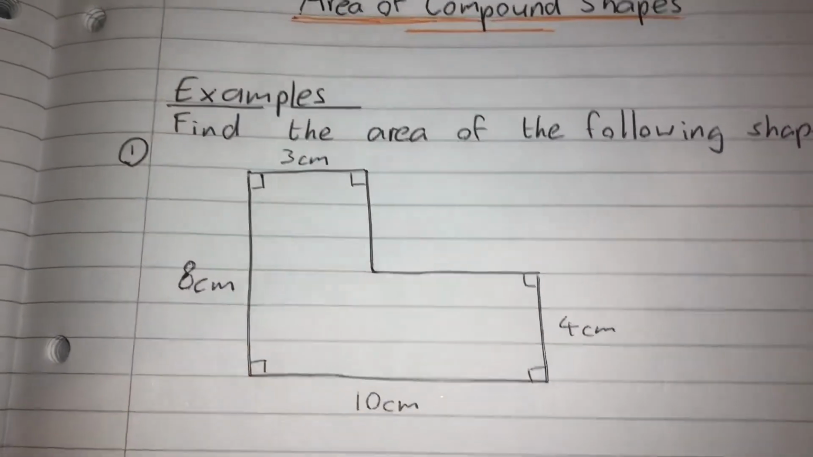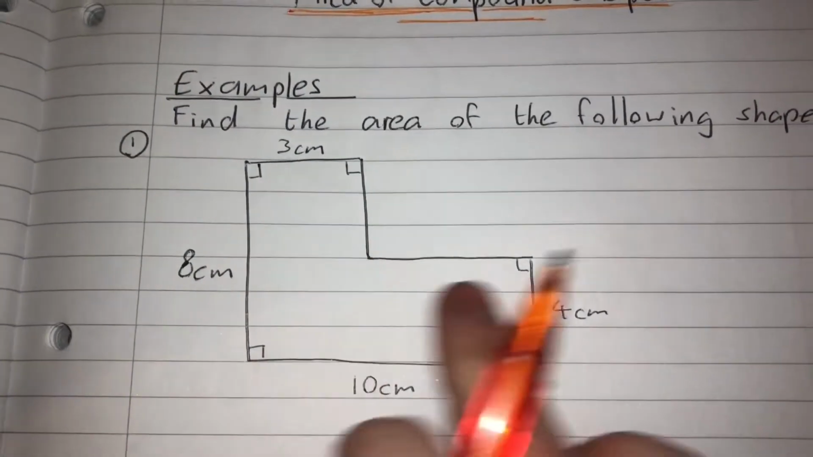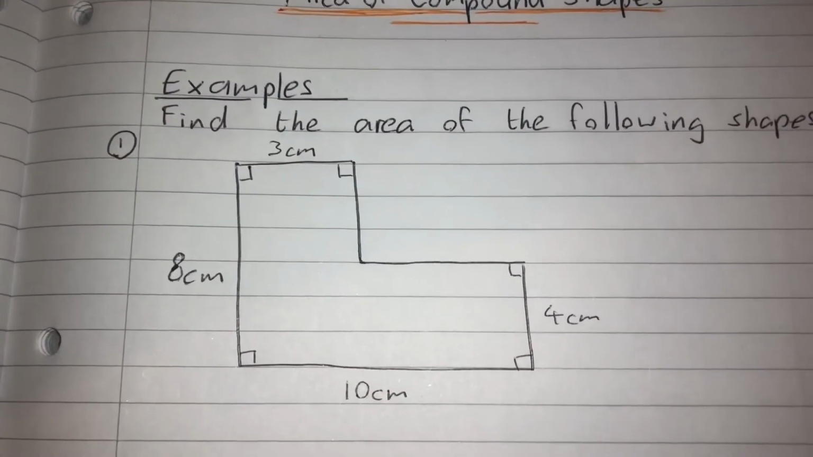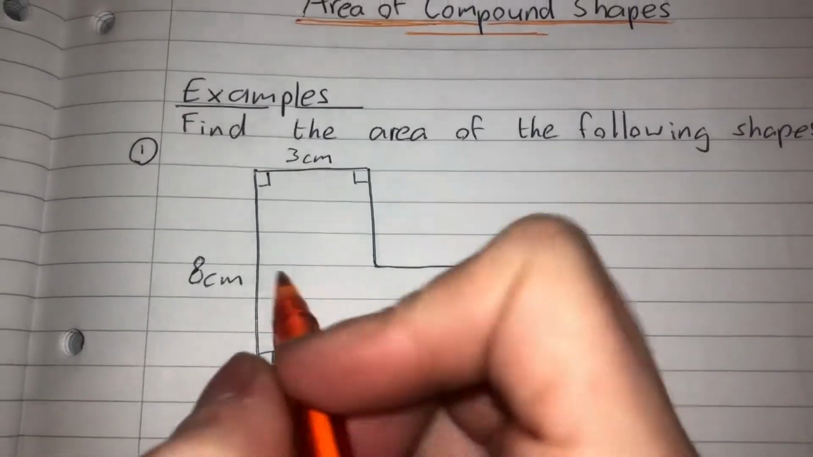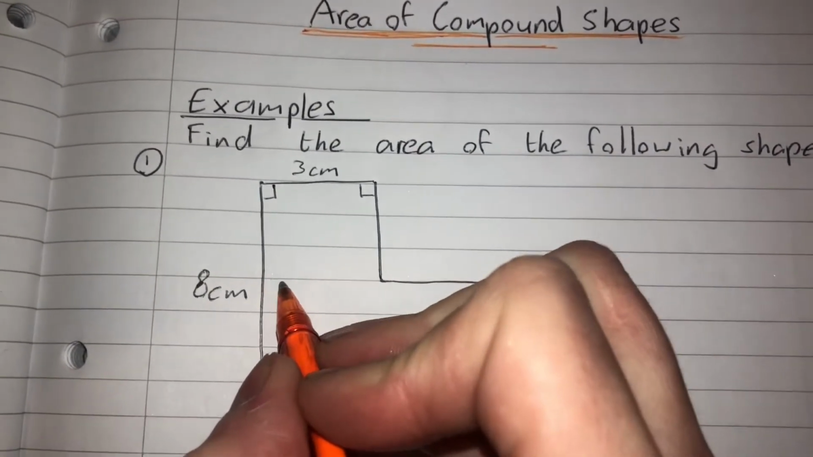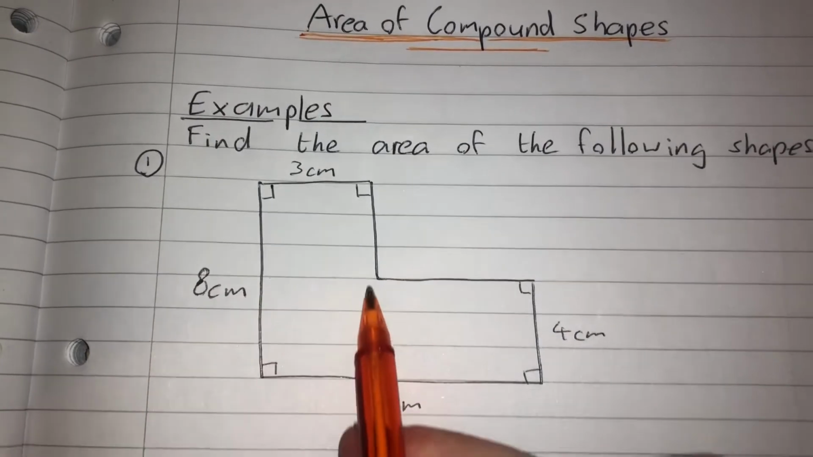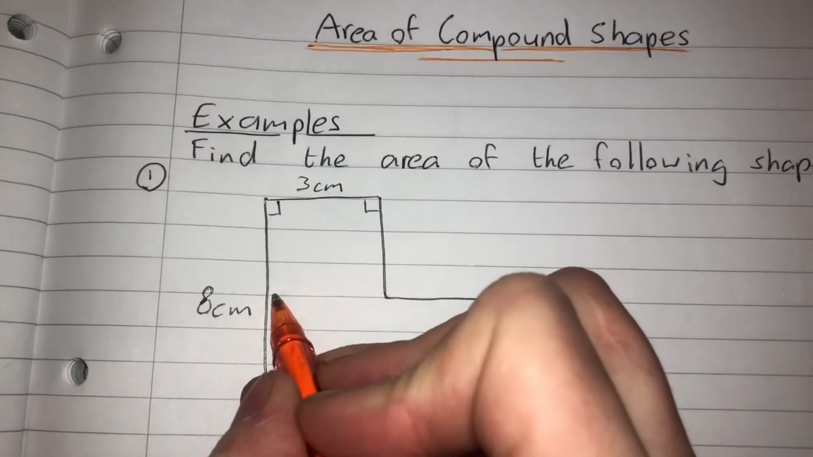Okay, so we have this L-shaped shape here. There's a couple of ways of splitting this shape up, and again, it doesn't really matter what way you do it. I'm going to break it up into two rectangles. I could break it up across this way, or I could break it up down this way. I'm just going to do it this way.